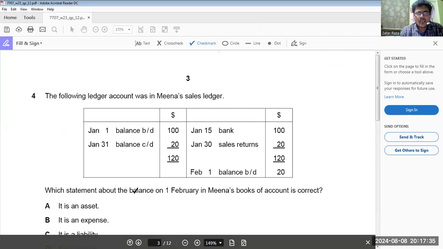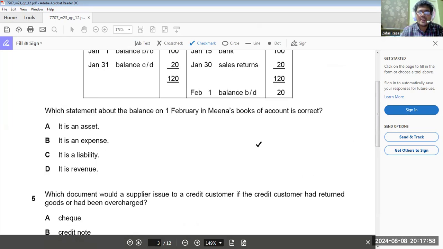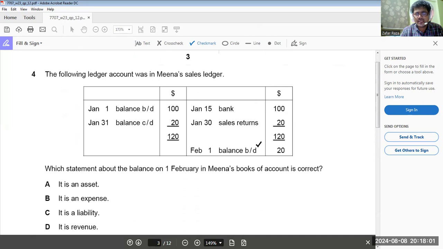Okay. Now, the following ledger account appeared in Mina's sales ledger. Sales ledger means this is a customer's account. But the thing is, Mina was owed $100 by this customer, which the customer paid on 15 January. On 30th January, he returned the goods. So now we don't have to receive anything from this customer, but we have to pay this customer $20 for the return. It means this customer account, which was supposed to be an asset account, has now turned into a liability account.